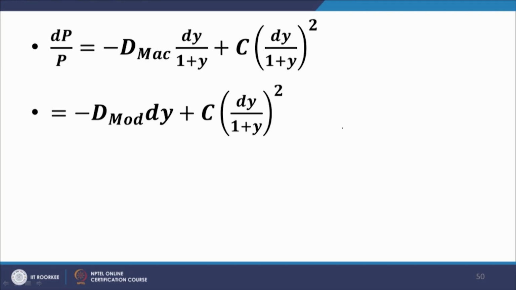These are the formulas that I have talked about many a time. The percentage price change is given by minus Tmac into dy upon 1 plus y, plus c into dy upon (1 plus y) squared. In terms of modified duration, this 1 plus y factor is captured in the definition, and what we end up with is D mod into dy for the first term.